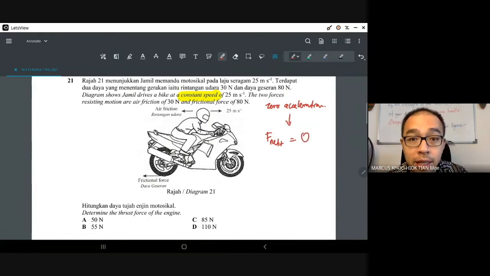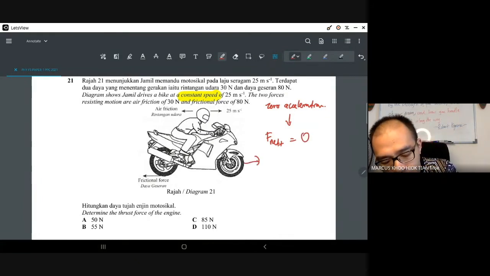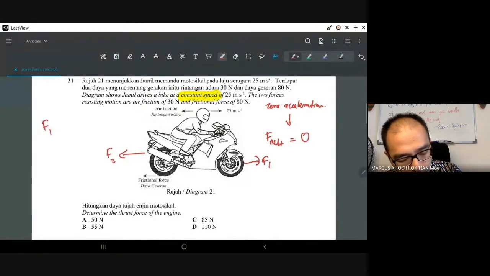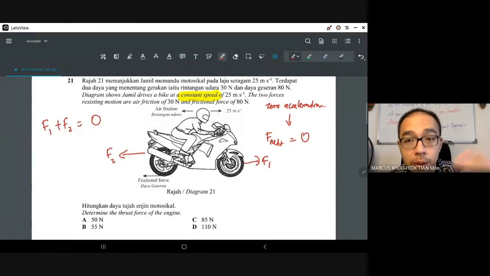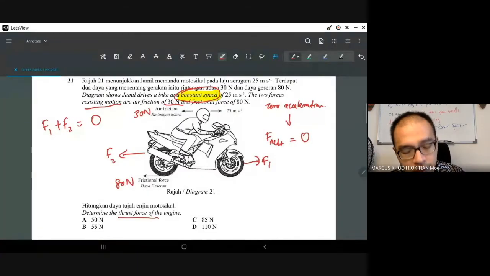And when we say the net force is zero, it means all the forces forward and all the forces backward, F1 plus F2 equals 0. So all these things come from the word constant speed, which we are required to understand. Now dia bagi tahu the two forces resisting the motion are air friction of 30 newtons. So the air friction is backwards 30 newtons. Frictional force is 80 newtons. So find the thrust force of the engine.